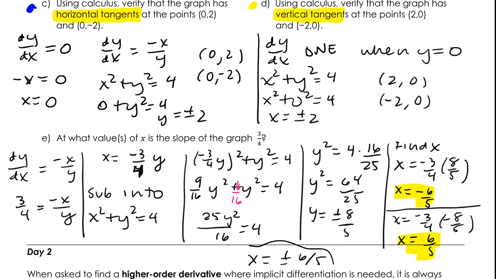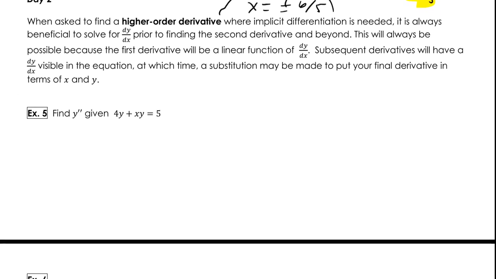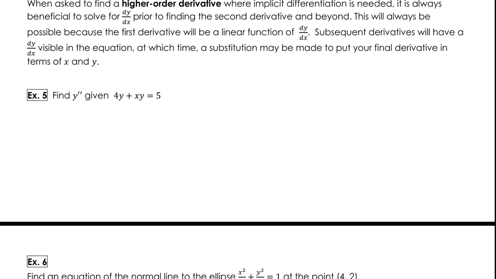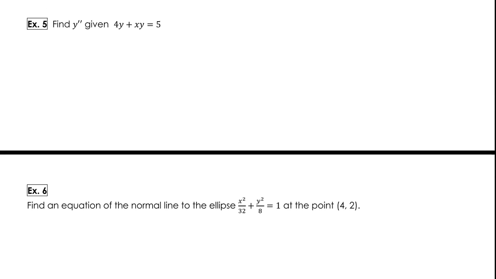Okay. This is day 2, but we're actually going to put this all together. So if you're also asked to find a higher order derivative, I'll walk you through that as we go through this. So to find y double prime, given this, we're going to go a little quicker since we've seen some of these. We know we have implicit because we have a couple y's. Now, could we have isolated those y's in this case? Sure, but we're going to go ahead and practice using implicit.